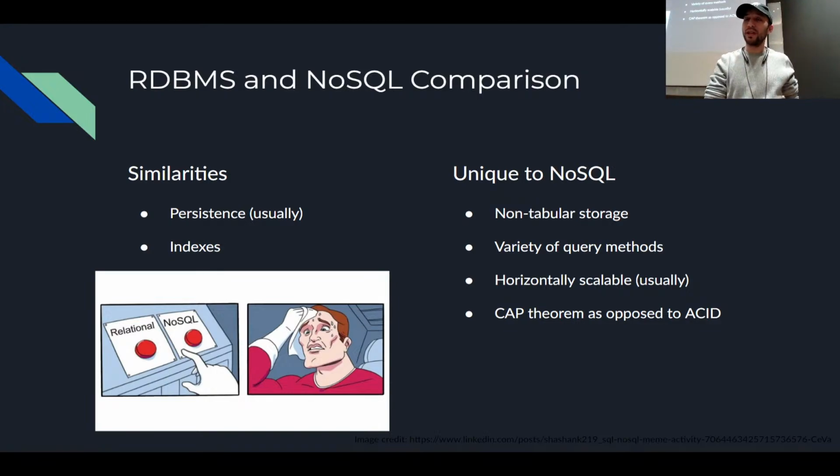All right, so now that we know what types of NoSQL databases there are, and we know a little bit about relational databases, how do we compare these things? The key similarities are that they both persist data. Even that's not 100%, because you can run Redis in a way where the data doesn't persist, but they usually have indexes.